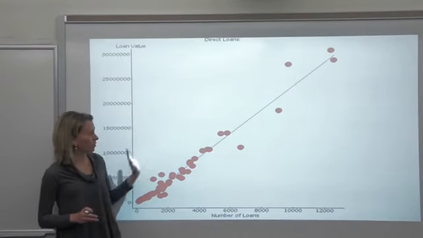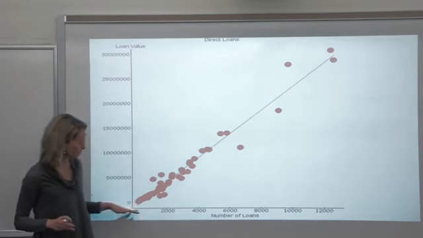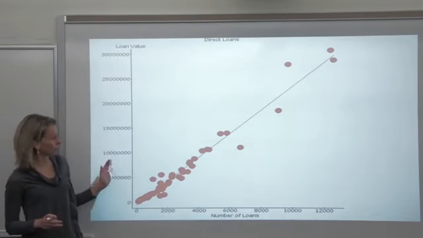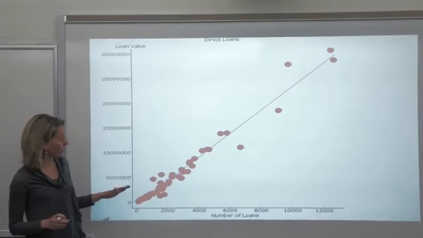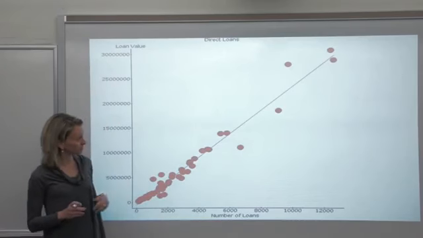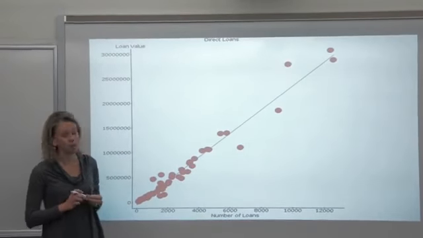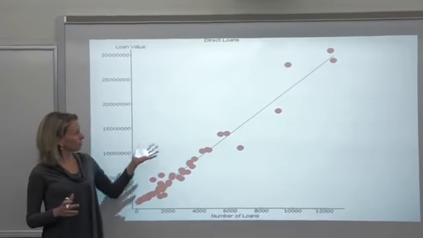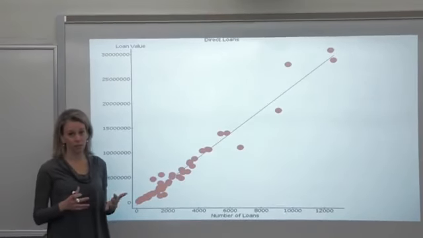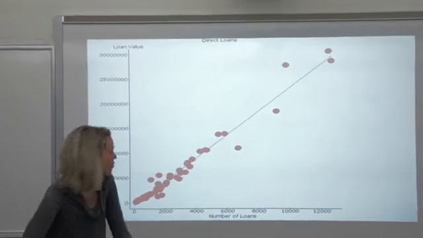Okay, so here's this scatter plot that you've seen before with the number of loans as the explanatory variable and the loan value as the response variable. And now we have this line drawn in here, our linear regression line. Where that line came from is eventually what we want to find out. Part of coming up with that line is that we need to understand the concept of a residual. So let me draw in here one of these residuals.